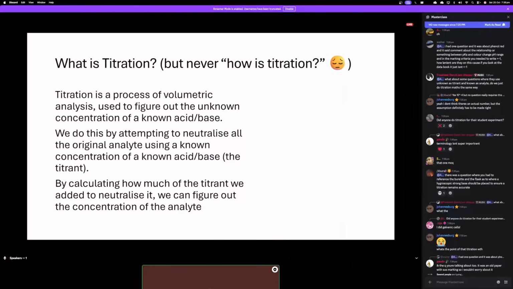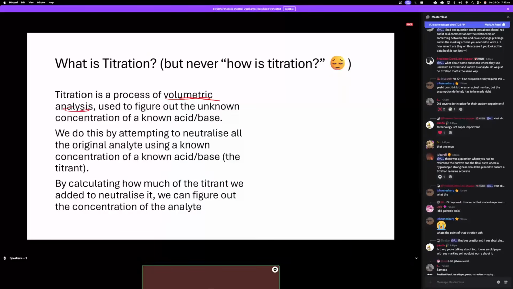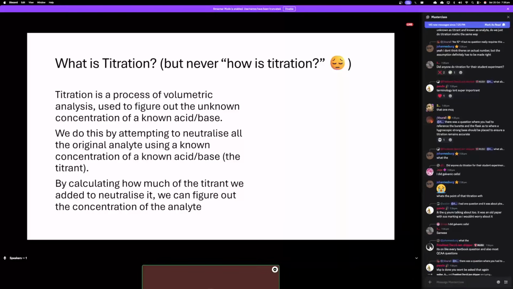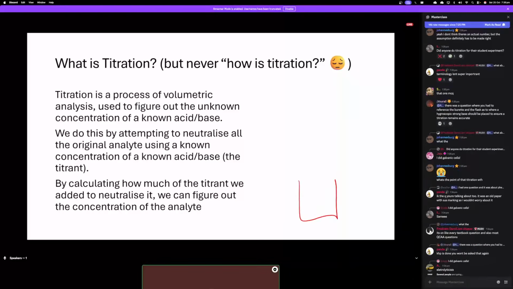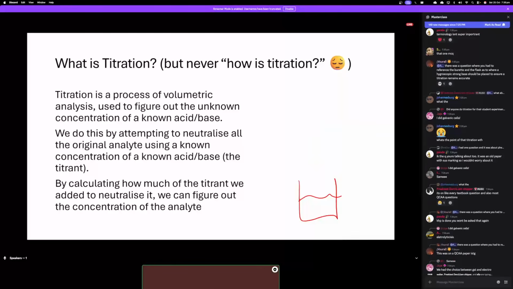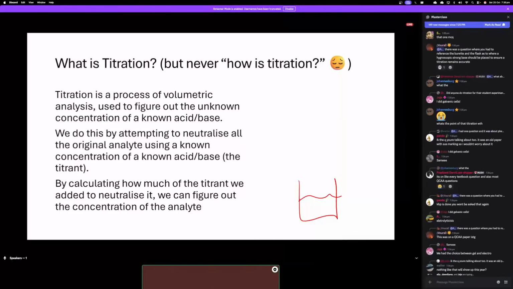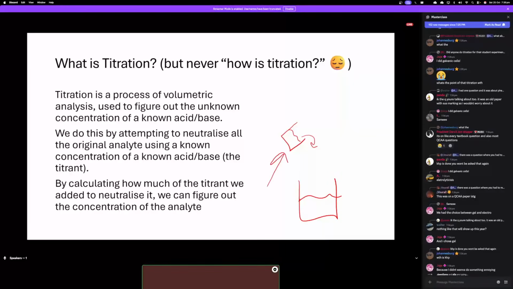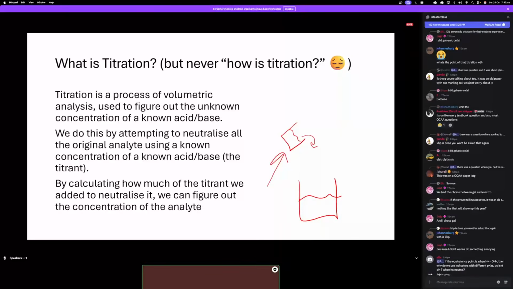The titration process is a type of volumetric analysis. We have some unknown acid or base, maybe in a beaker. Slowly, bit by bit, we're putting in something that's known that we know will neutralize this, right?